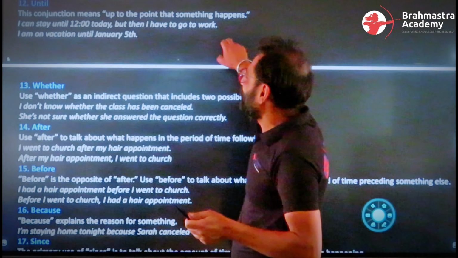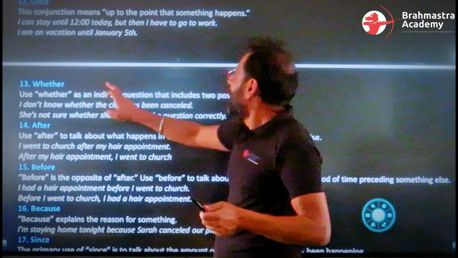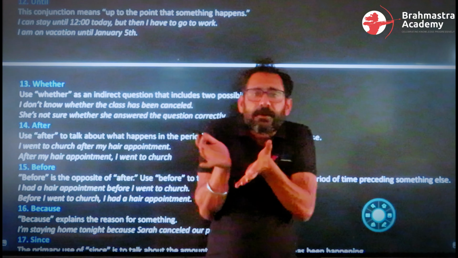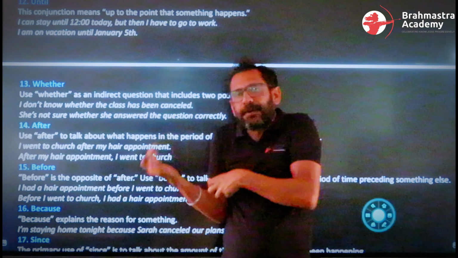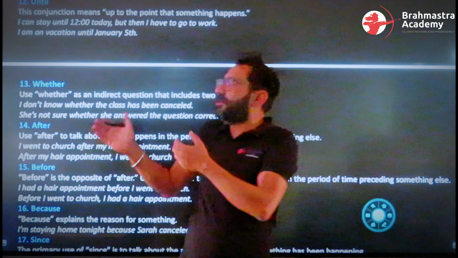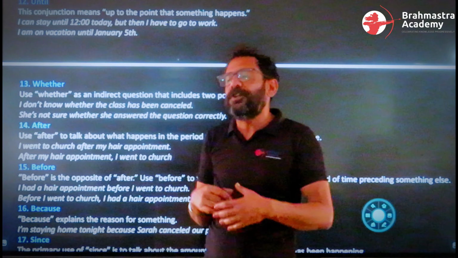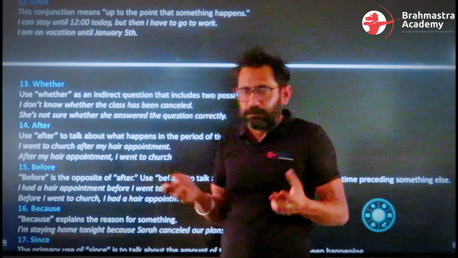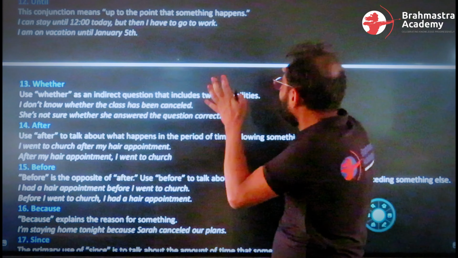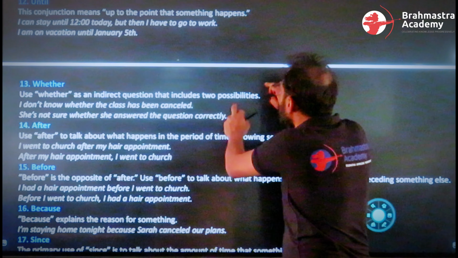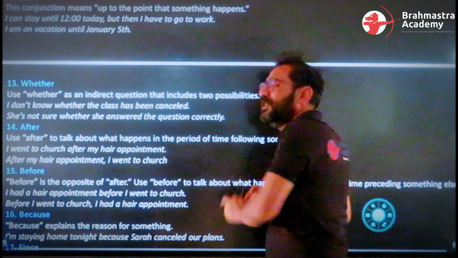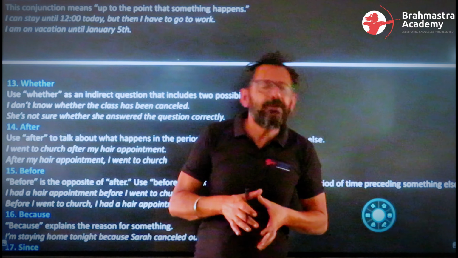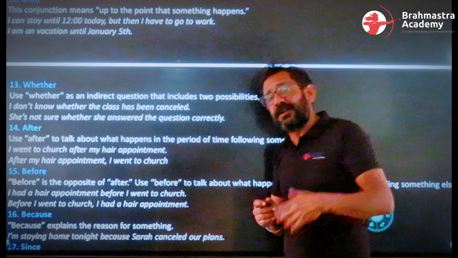Okay. We use whether as an indirect question that includes two possibilities. Now, this is like an option. Whether comes rain or shine. So, when it's raining or if the sun is shining, you have to do this, but you're showing them an opportunity, right? The opportunity here, these are known as possibilities, right? There is a slight difference between opportunities and possibilities. We will discuss that in another video.